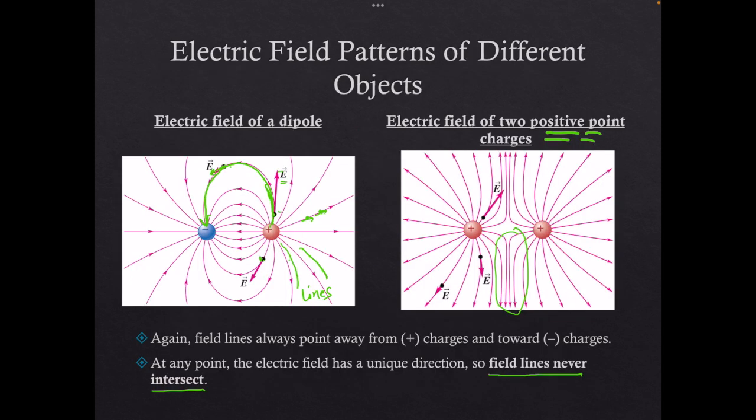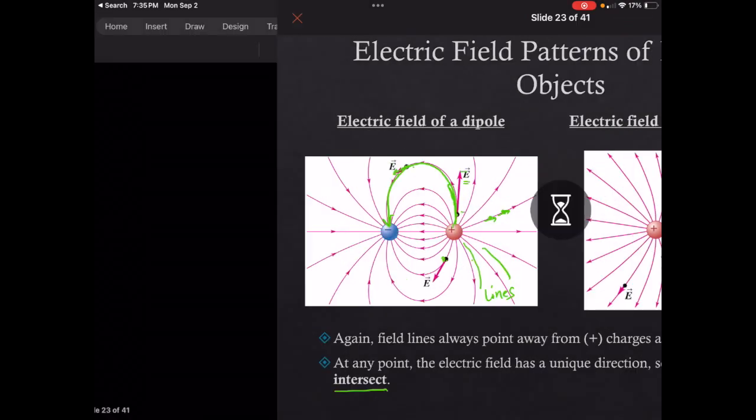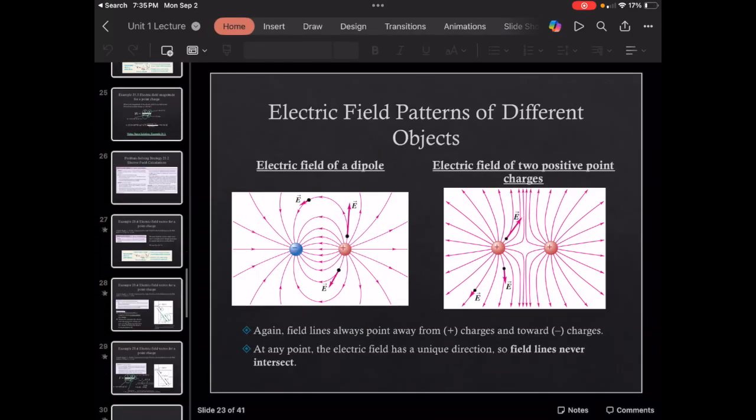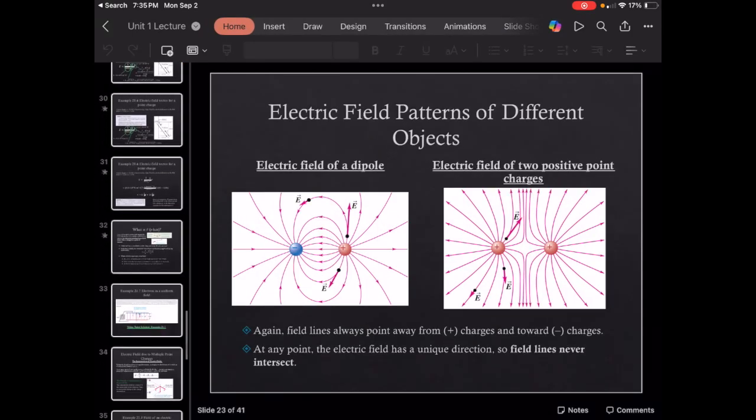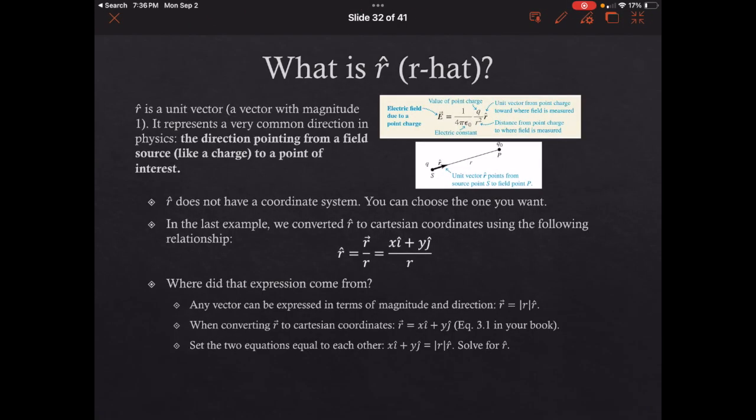Let me see if I can pull up my slides. Let me go to the slide past the example, and then we'll go back to the example. I want to talk about r hat. What is r hat? r hat is a unit vector, and it represents a very common direction that is used in physics. It's the direction from a source to a place where we want to know the value of the field that the source is creating.